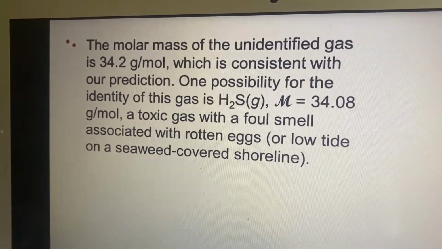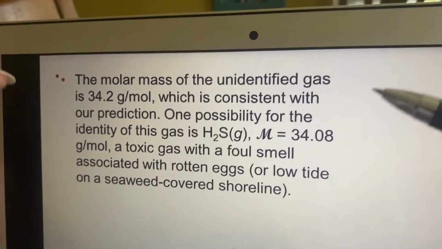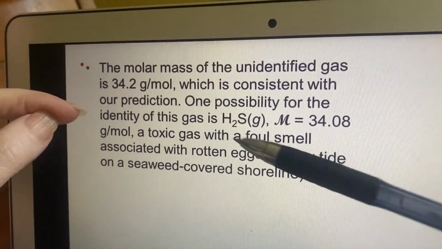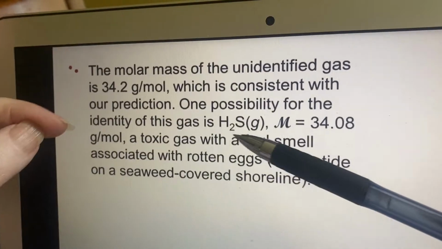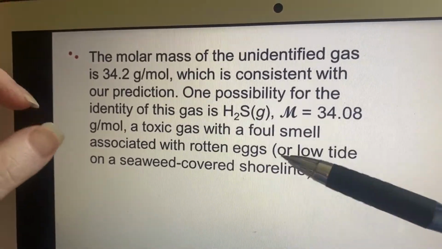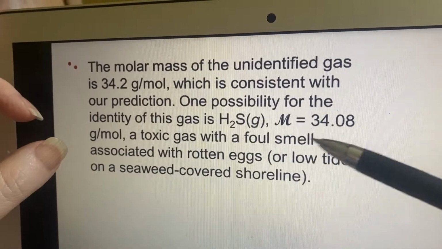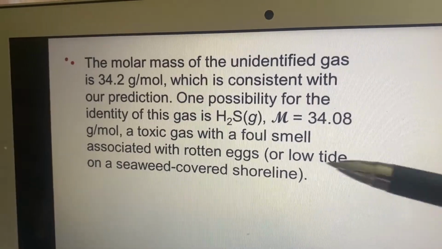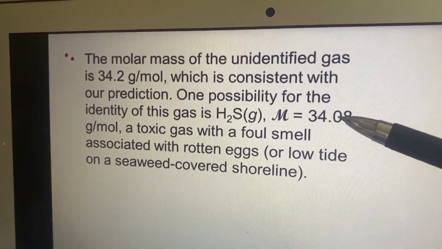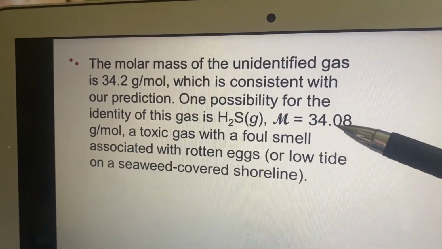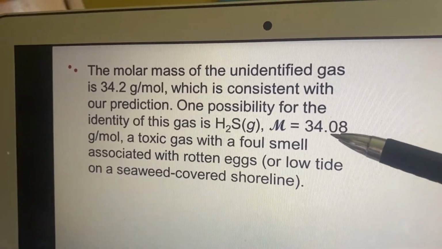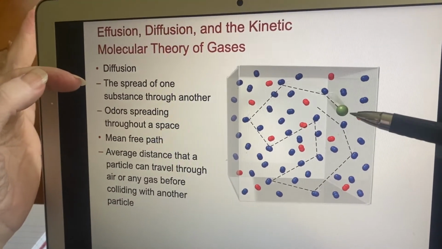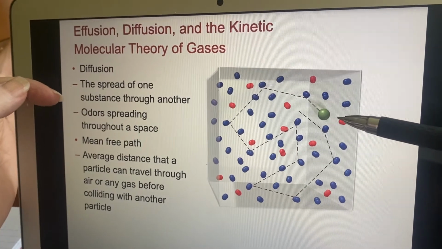So even though they did not tell us to identify the gas, we could go take a look. After all, they said it was smelly. If you go and you find out about hydrogen sulfide gas, you find out that it smells bad. It has a molar mass that is a little bit less than what we came up with for our prediction. But, you know, three sig figs, if I look at this in three sig figs, this would be 34.1 if you rounded it, and you'd say, oh, that's pretty close. That could be it. So this kinetic molecular theory helps explain why effusion and diffusion works.